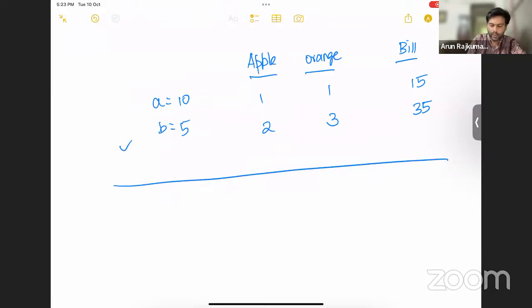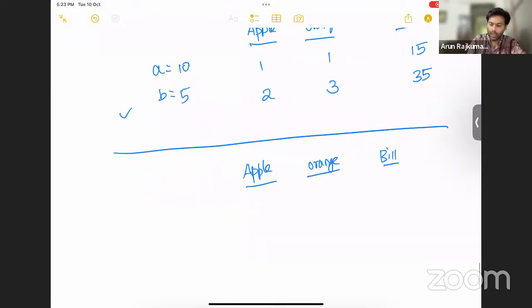Now I'll introduce a twist. The twist is that you are not going to the same shop every day, right? So these are different shops. Again, you went to the first shop, you bought 1 apple and 1 orange, and the bill was 15. On a second day, you go to a different shop. Now you got 2 apples and 3 oranges. Let's say it was 34. You paid 34. Now you want to buy 1 apple and 5 oranges on the third day, right? So how much would you pay here?